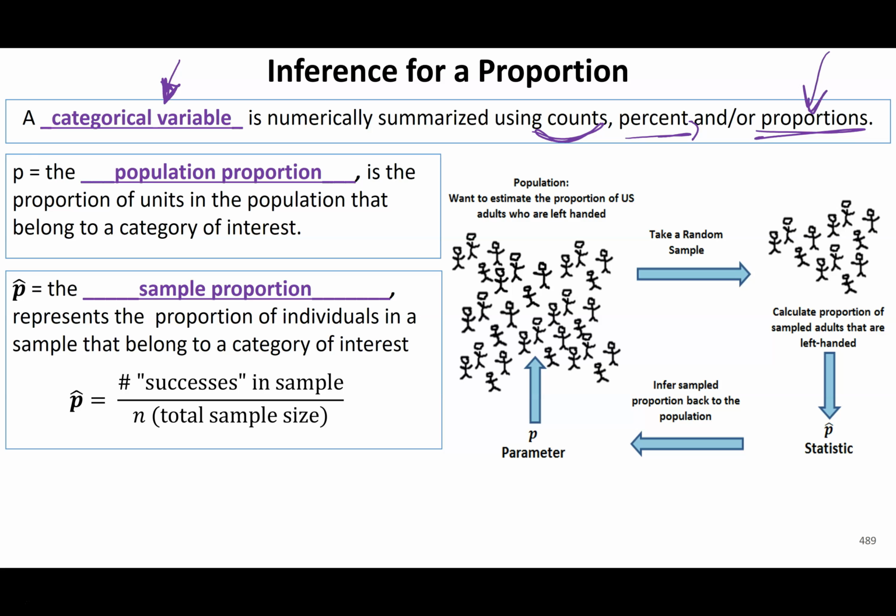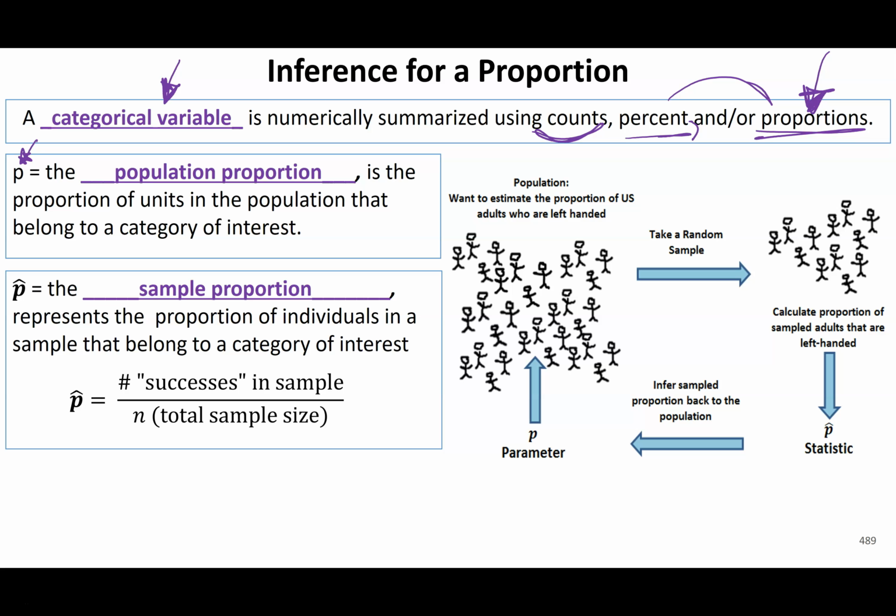We're really going to focus on proportions. It is easy to go in between proportions and percents. Just know for calculations, it's going to be easier to stick with proportions to get things correct here. So then notation-wise, p is going to be the notation that we use to represent the population proportion.